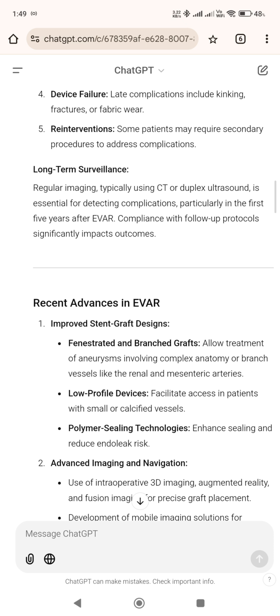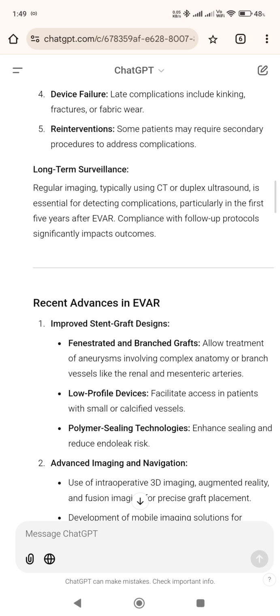Long-term surveillance. Regular imaging, typically using CT or duplex ultrasound, is essential for detecting complications, particularly in the first 5 years after EVAR. Compliance with follow-up protocols significantly impacts outcomes.